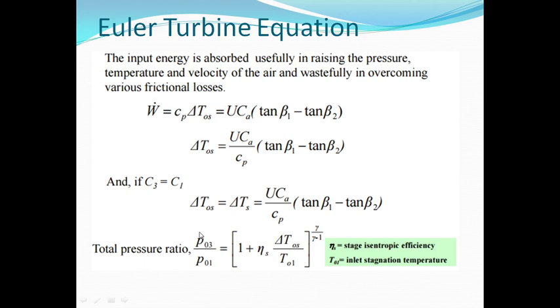So total pressure ratio from the stage. Stage means rotor and stator. P01 to P03, 3 means stage. P01 to 2 is the rotor, 2 to 3 is the stator. So 3 to 1, that means it's a stage. For the entire stage, this is the equation. Stage isentropic efficiency.